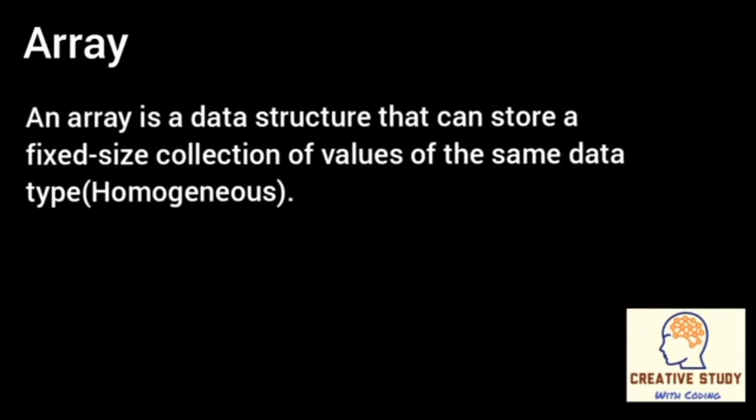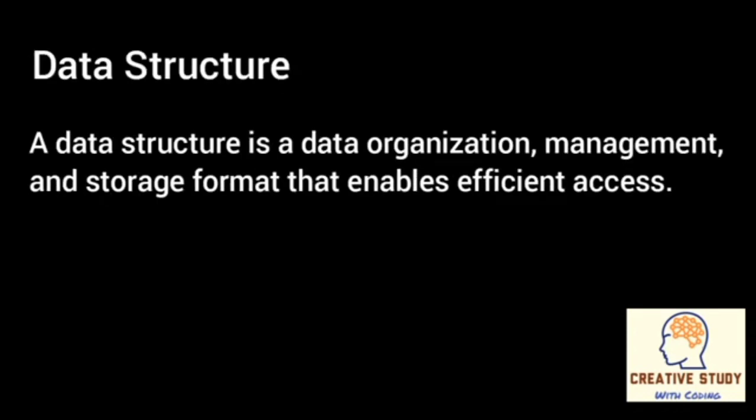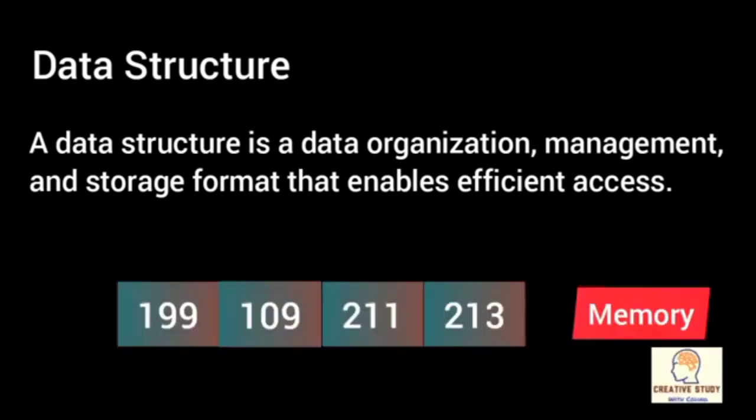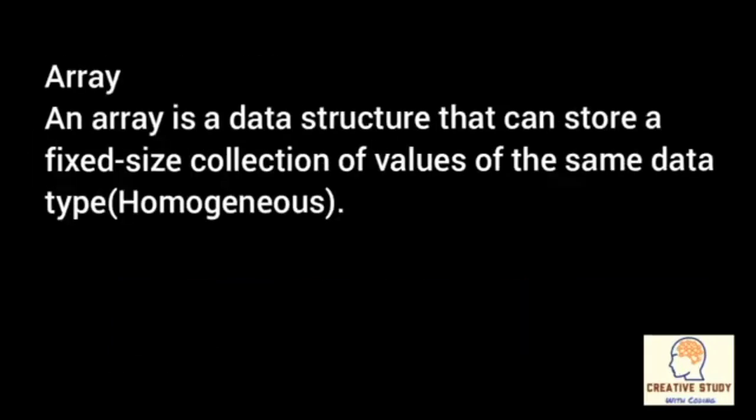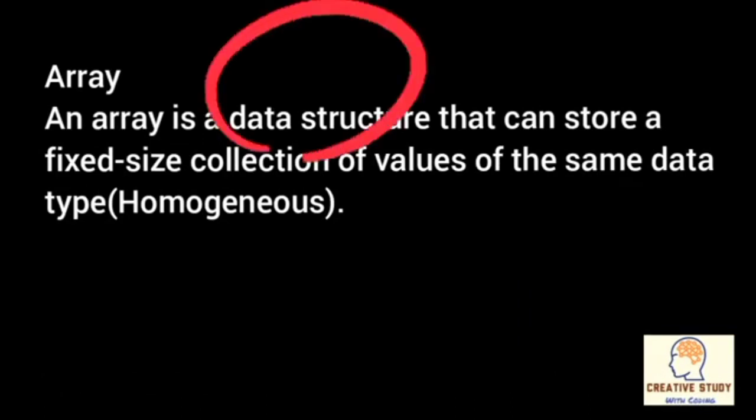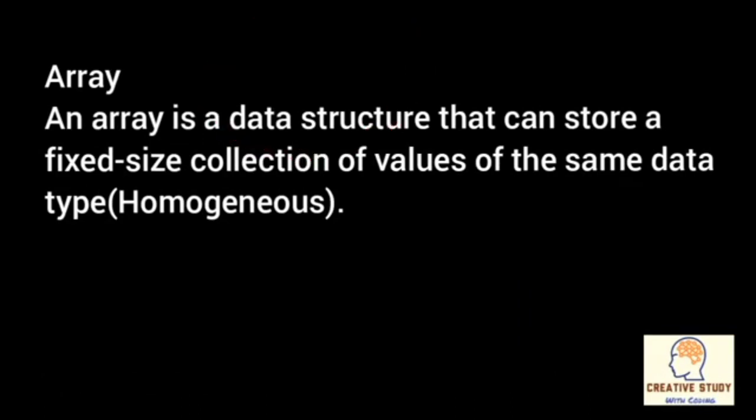An array is a data structure that can store a fixed size collection of values of the same data type. That is, it contains homogeneous data type. Let's see what is a data structure. A data structure is a data organization, management and storage format that enables efficient access. That means it tells how to store, manage and organize data in the memory and access and modify the stored data efficiently. So definitely we can see an array is a data structure because it also stores, manages and organizes data in the memory and accesses and modifies the stored data efficiently.